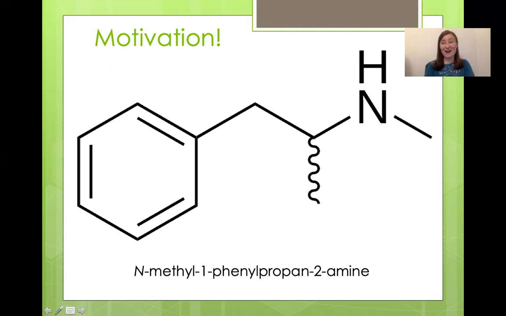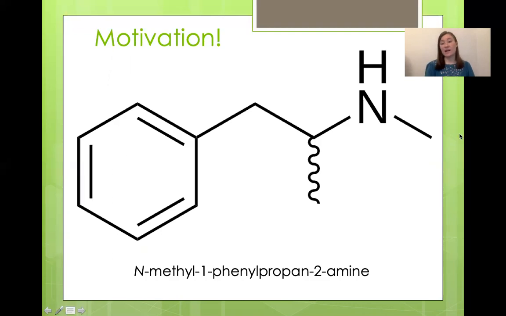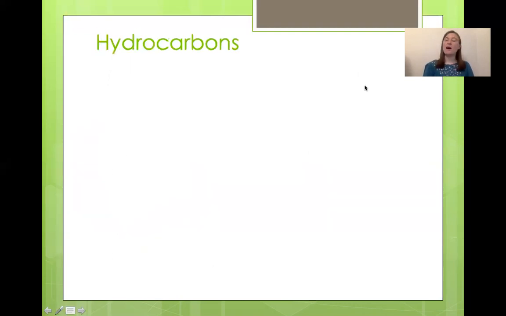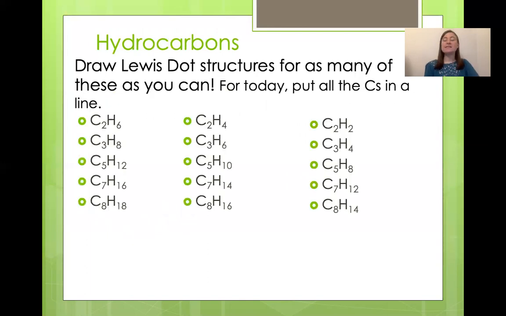We're going to talk a lot about naming organic molecules, and we're going to start to see where some of the parts of this name come from. For today, we're going to focus on simpler molecules. We're going to start with hydrocarbons. A hydrocarbon is basically what it sounds like. It's a molecule that just has hydrogen and carbon. Right? So this is not a hydrocarbon because it's also got nitrogen. Hydrocarbons are our simplest organic molecules. They're compounds containing only hydrogen and carbon. Let's take a look at some hydrocarbons.